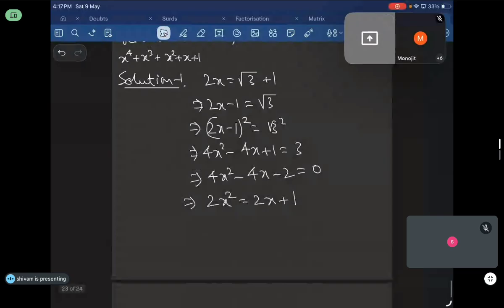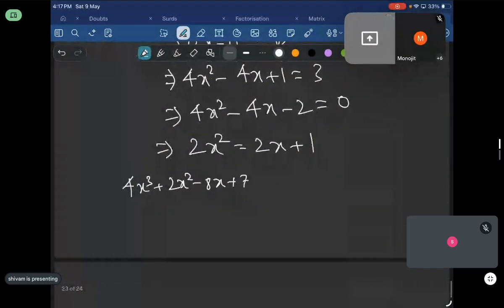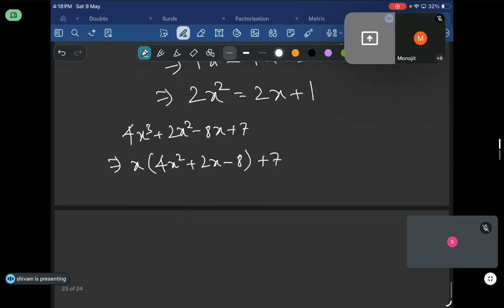From here take x common. You'll get 4x square plus 2x. Sorry, 4x square plus 2x minus 8 plus 7. Now see, what is 4x square? 4x square is 4x plus 2.